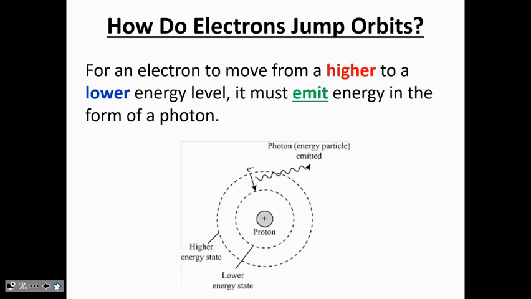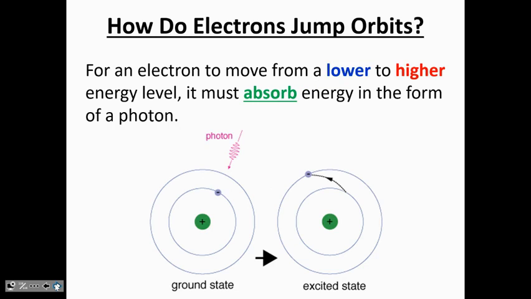Well, that energy comes from photons. Remember, photons are the force carrier particle of the electromagnetic force, and electrons have electric charge, so they're able to emit or absorb photons of light. For an electron to move from a higher to a lower energy level, that electron must give off or emit energy in the form of a photon. If an electron was to move from a lower to a higher energy level, it must absorb energy in the form of a photon.